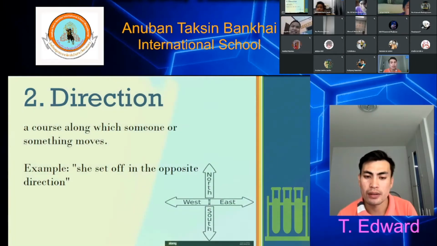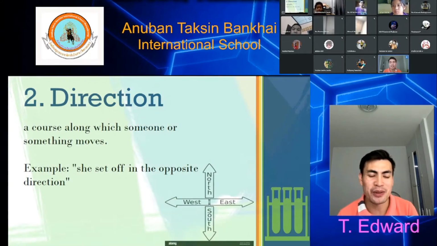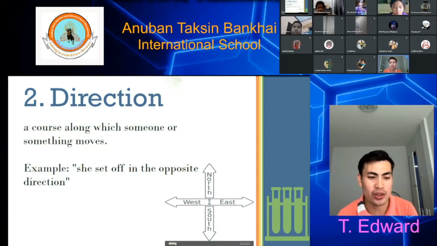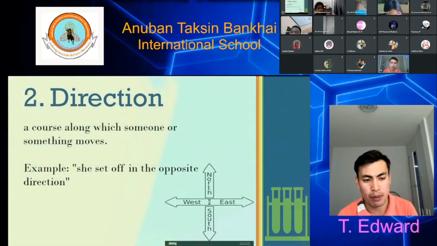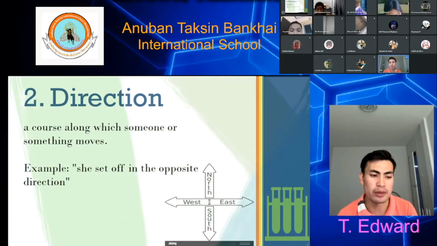So now let's go to number 2. Direction. Okay. So number 2 is direction. Direction is a course along which someone or something moves. Example, she set off in the opposite direction.